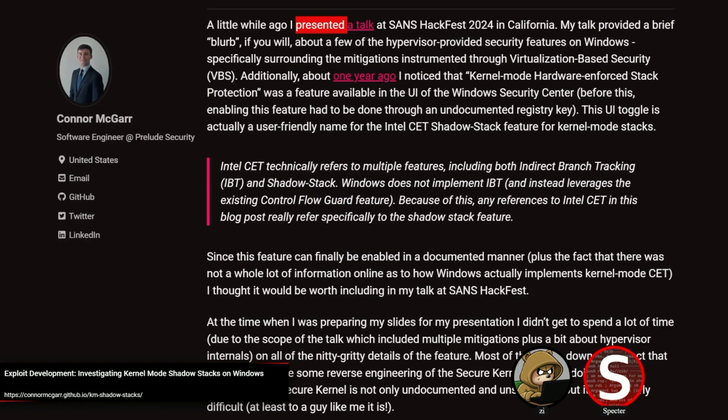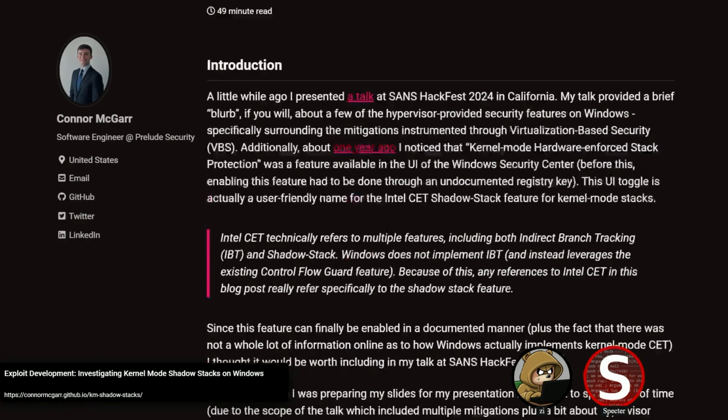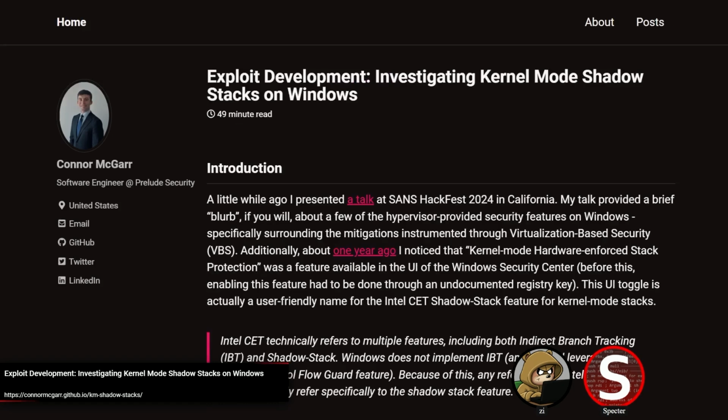But with that being said, our next two topics move away from web and more to the binary side. So we have a post by Connor McGarr that talks about exploit development, investigating kernel mode shadow stacks on Windows. This doesn't really get into a vulnerability per se. It's more of a reverse engineering and research post. But it talks about shadow stacks on Windows.